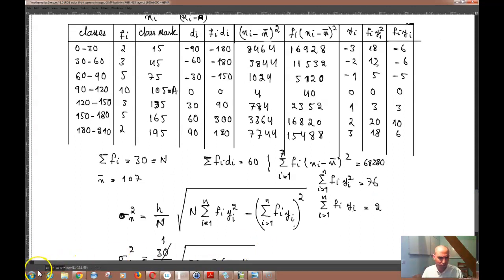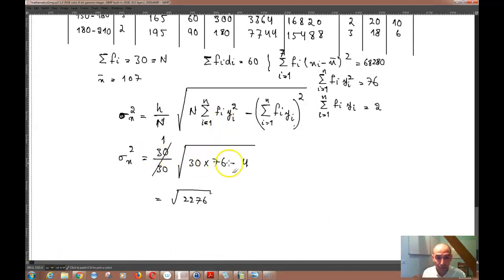Oh, I see the problem here. Actually, the formula that I wrote over here, this formula is not actually right. This is supposed to be this way, and this is actually standard deviation.